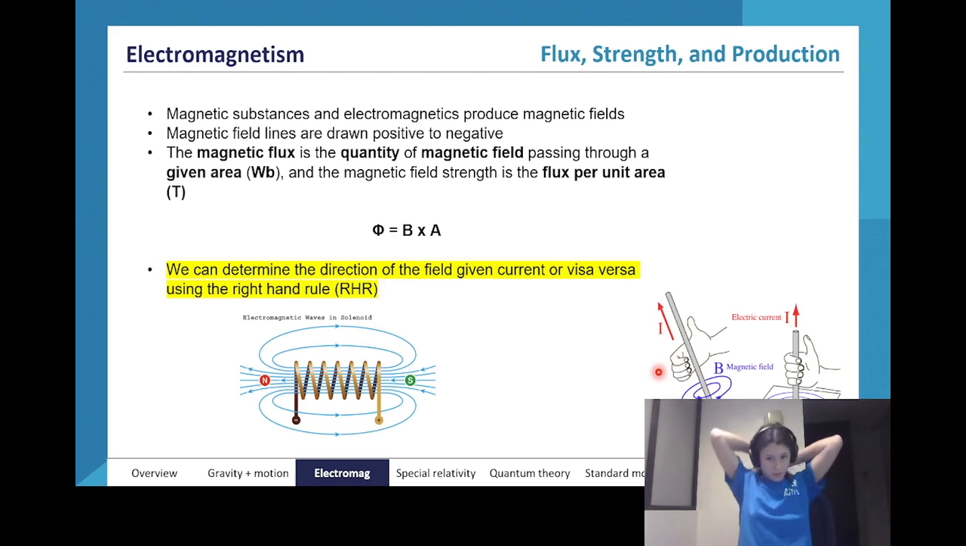So if you get out your right hand, you can use this to tell you the electric current and the direction of the magnetic field around a current carrying wire and also around a solenoid. So we'll go over the current carrying wire first. The current in the wire is moving electrons, moving charge, which is going to generate a magnetic field.